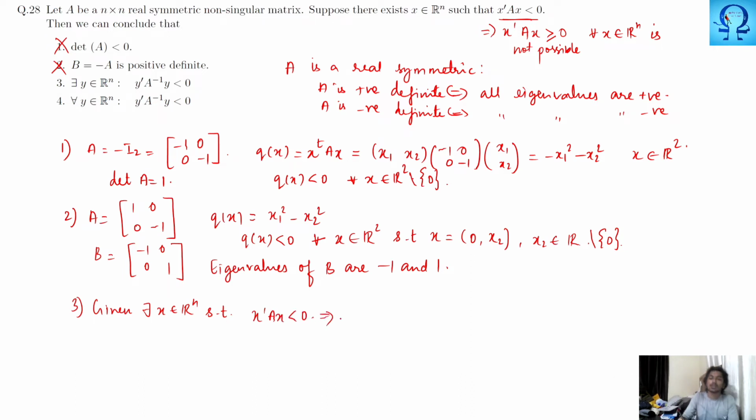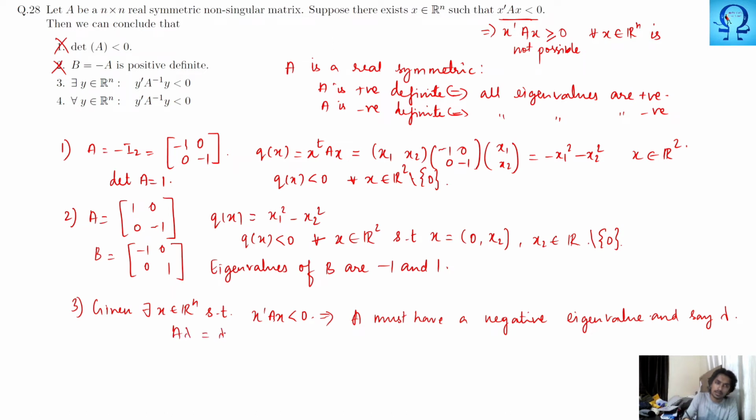Which means, we know that A is a real symmetric matrix. If this is true, then A must have a negative eigenvalue. I am not talking about the counts, I am saying at least it will have one negative eigenvalue, say it is lambda.